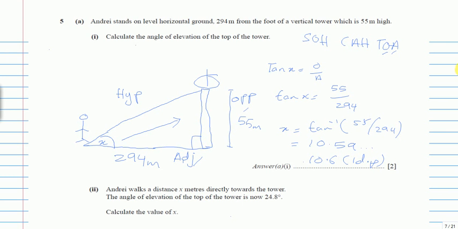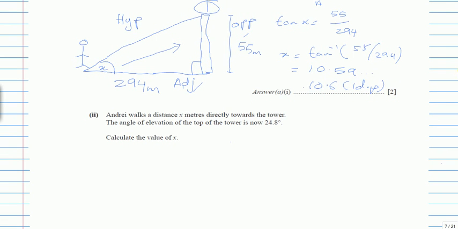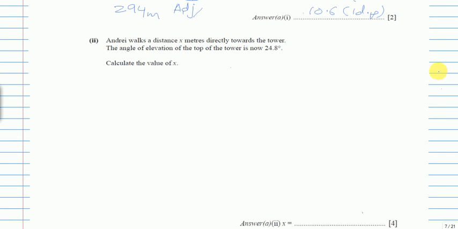Now let's have a look at part B. Now this Andre walks a distance x meters directly towards the tower. The angle of elevation of the top of the tower is now 24.8, so it has increased, okay, but he has moved towards the tower. Let me just draw it again to assist. This is Andre, okay, and before he was standing here, now he has just moved towards the tower. The tower is nearer.